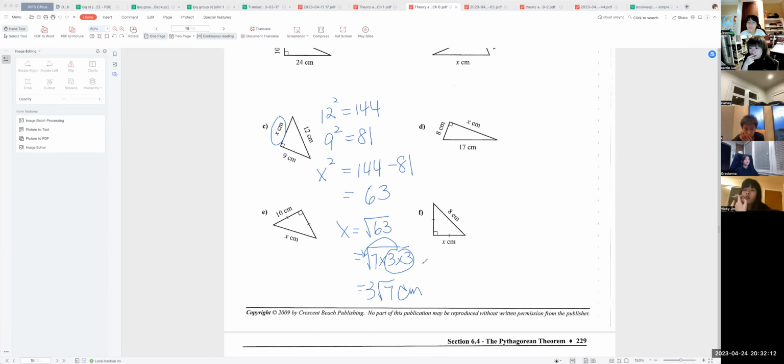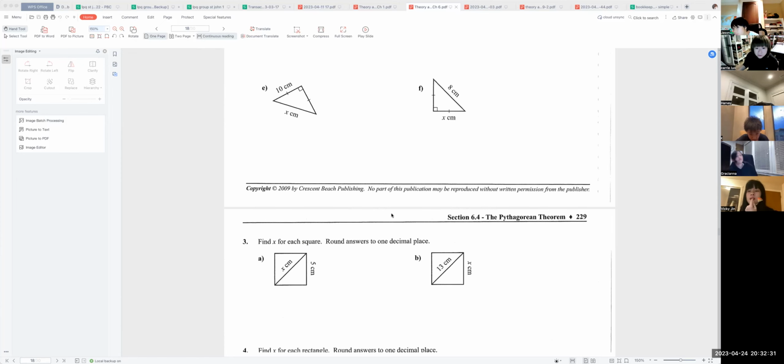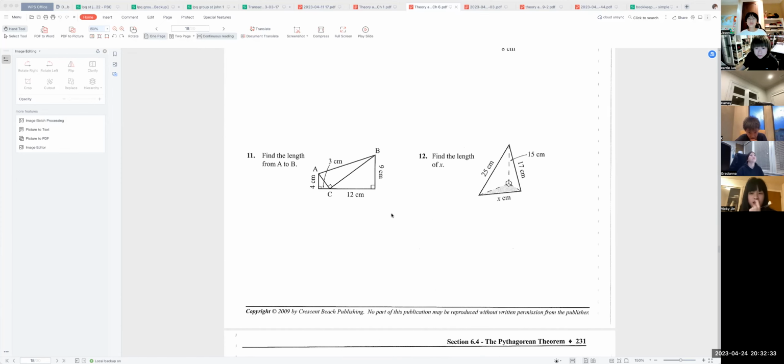Get it, everybody? So that's just the longest one. So this one, x squared equals 17 squared minus 8 squared. So something like that. Okay, so this is pretty easy. And remember everybody, if you see this mark, that means these two lines are the same. Okay, these two lines are the same. So now let's move forward to the last part.